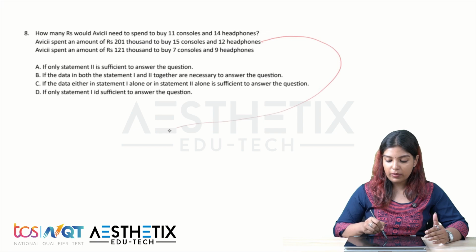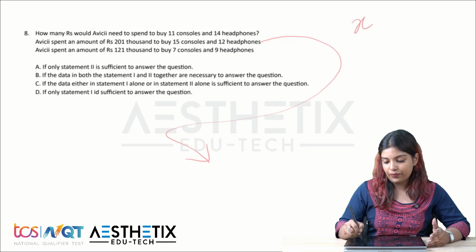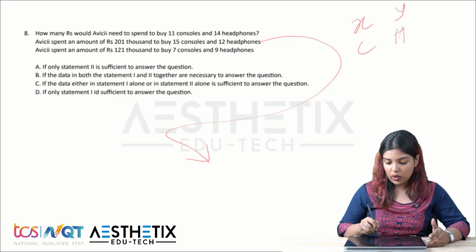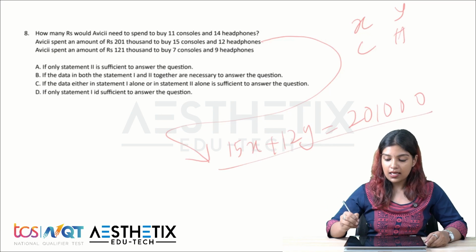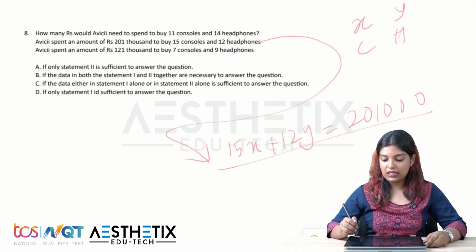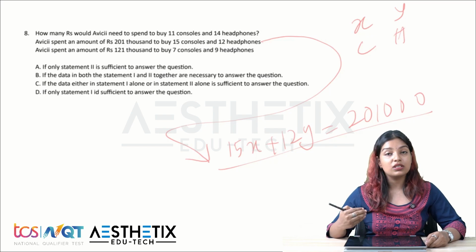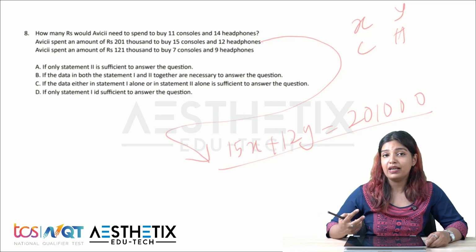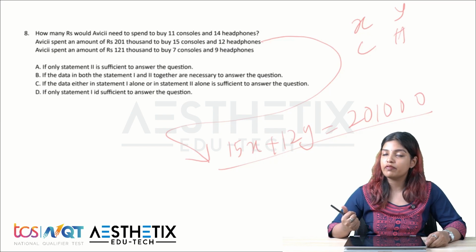So based on the statements, if I am about to draw equations, I am considering the number of consoles as X and the number of headphones as Y. So I can write 15x plus 12y will be equal to 201,000. This is the equation that can be formed from the first statement. But here again, we cannot find an answer to the question based on this particular statement alone, because there are 2 variables. We have to find the value for X and Y, then only we can find how many consoles and how many headphones are there. So using this particular equation alone, we cannot solve the answer.